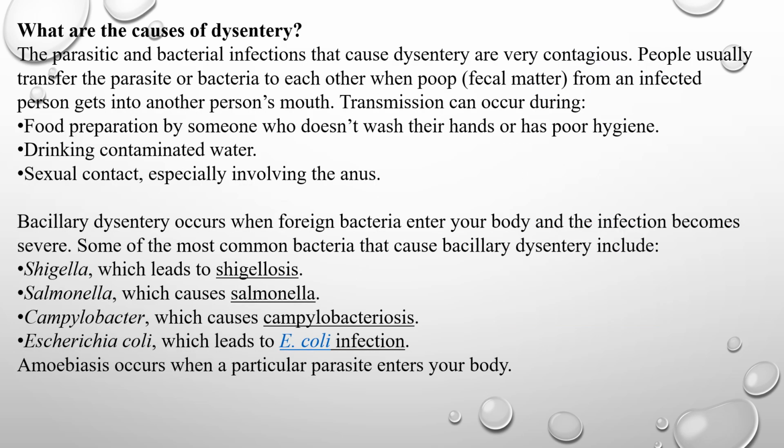Now, what are the main causes of dysentery? The parasite or the bacterial infection that causes dysentery are very contagious. People usually transfer the parasite or bacteria to each other through the fecal-oral route, or from an infected person who gets into another person's mouth. That is transmission through a droplet way. Transmission can occur during food preparation by someone who doesn't wash their hands, or through poor sanitation and hygiene, drinking contaminated water, or sexual contact, especially involving the anus.